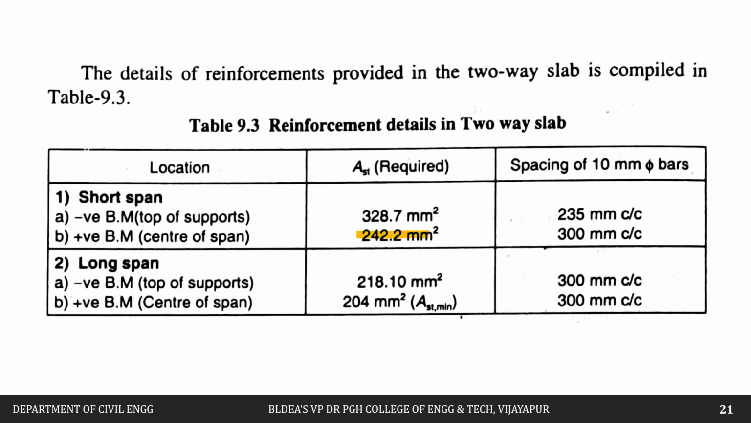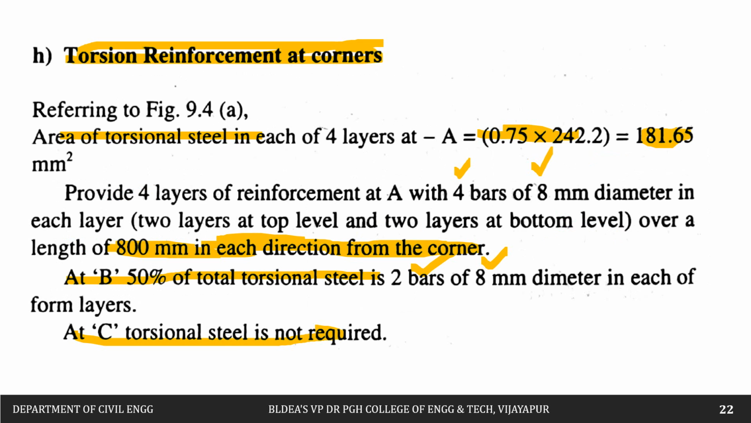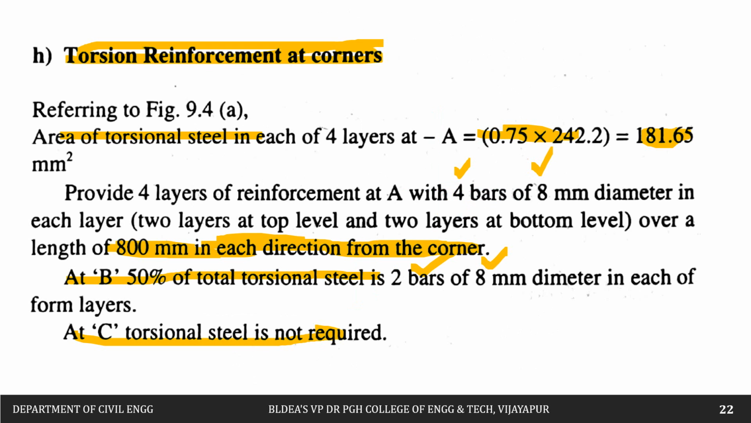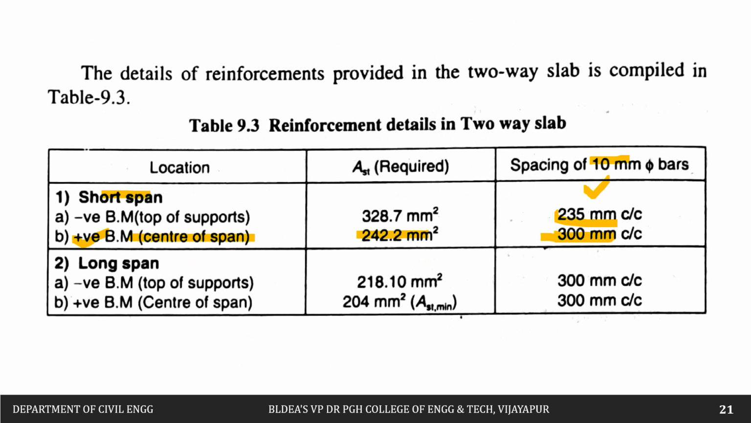You can see now 10 mm dia bars along the short span, it is 235 mm center to center and 300 mm center to center. So for positive bending moment, we have to provide 300 mm center to center. So this is now at the center, maximum, along the short span, that is 10 mm diameter, 300 mm center to center. The next is the negative reinforcement, it is 235 mm center to center.